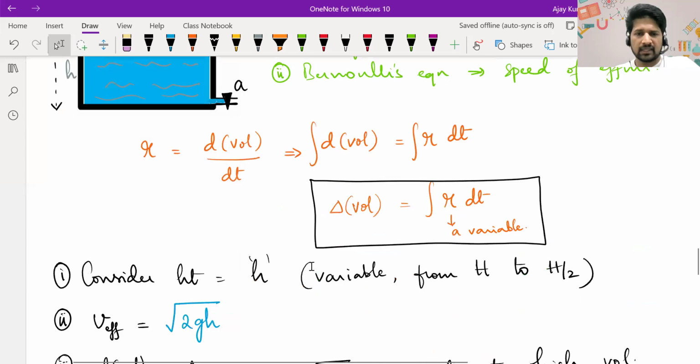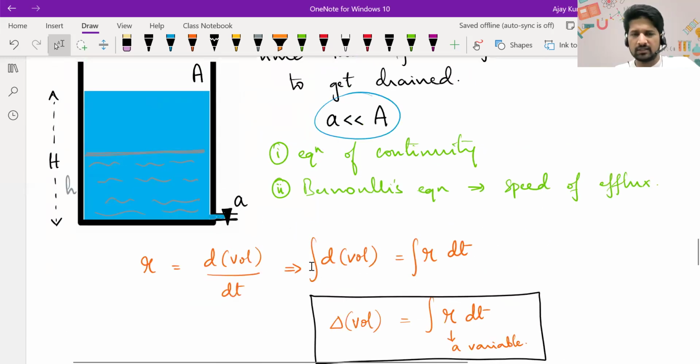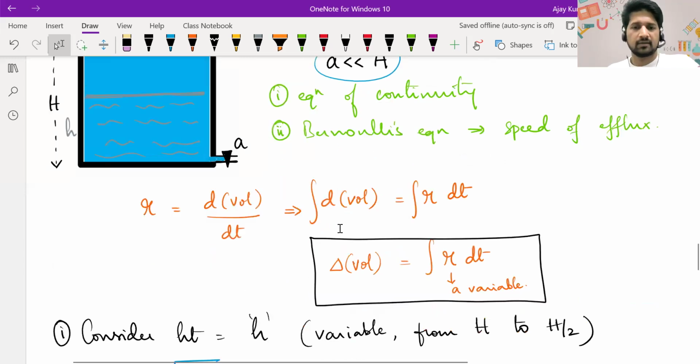Okay. You can take the time, now you can tell the time taken for 1/4 of the tank to become empty. You can tell the time taken for 3/4 of the tank to become empty and so on also. Right.